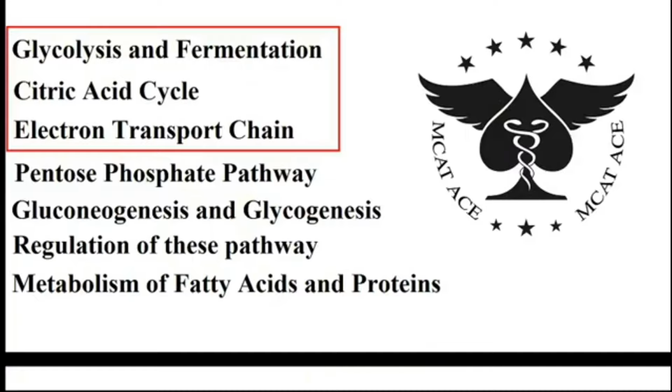In today's lecture, we are going to describe different metabolic pathways that are required for energy production. I'm going to split this lecture into two parts. Part 1 will cover glycolysis, fermentation, citric acid cycle, and electron transport chain. And then in the second part, we will cover the rest of the material that are listed here. And as always, at the end of the lecture too, we will go over some practice test questions.